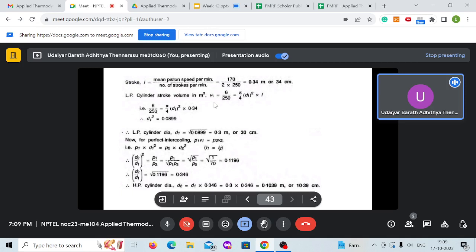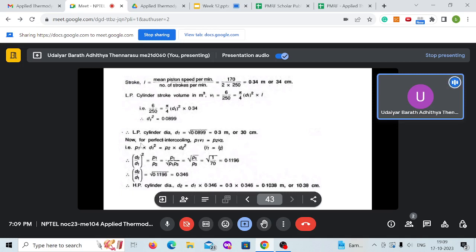If you see the low pressure cylinder, the stroke volume in the low pressure cylinder is V1 equals 6 meter cube per minute divided by 250 rpm. It will equal pi by 4 d square into L. We have already calculated the length. On substituting, we can find out the diameter of the low pressure cylinder, which will come out to be 0.3 meter, or 30 centimeter.